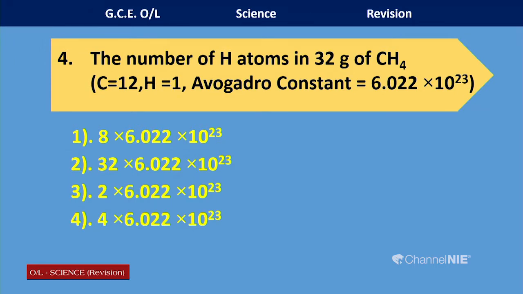How to find the number of moles? 32 grams divided by the molar mass of CH4, which is 16. Then you get the number of moles, 2 moles of CH4.